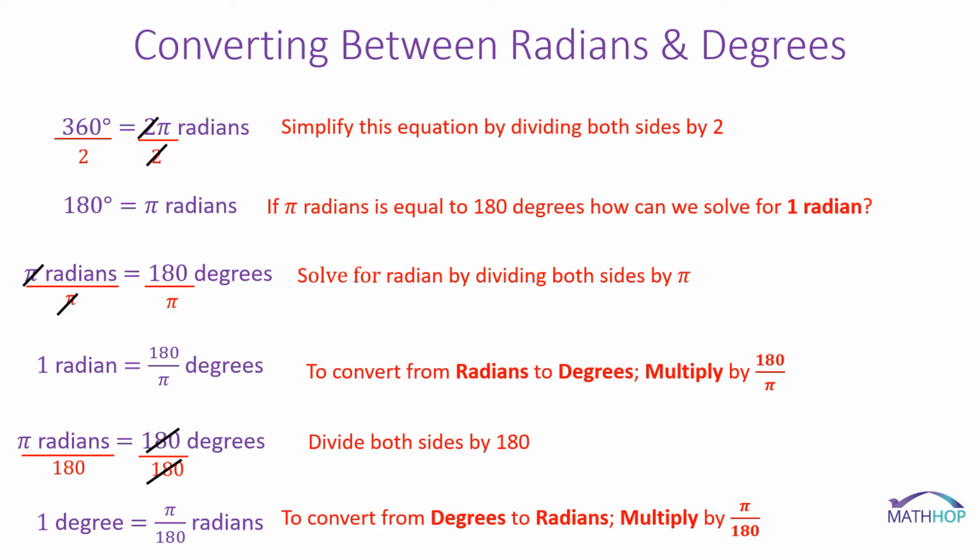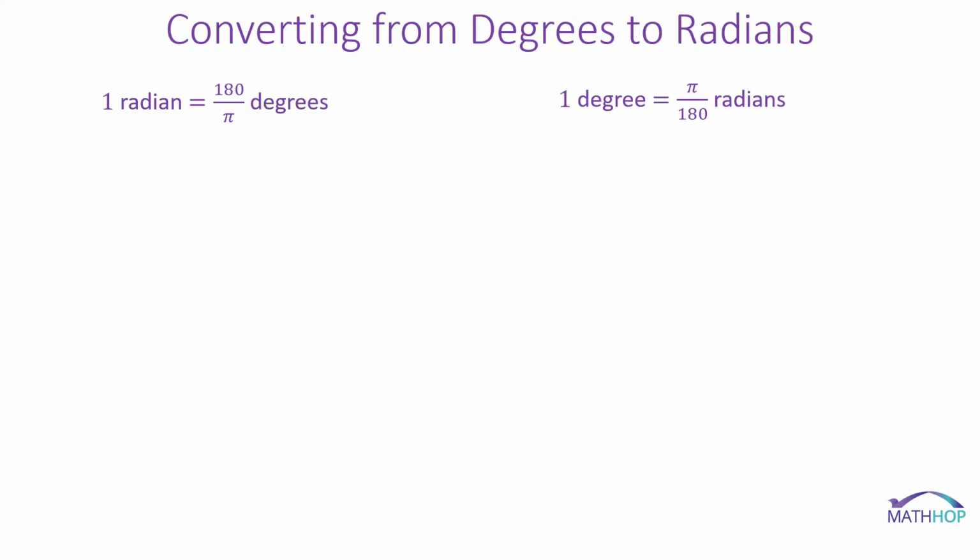When we start doing this, it's going to make a lot of sense why we use each of these ratios to convert. All right, so let's practice. Here are the two equivalencies or ratios that we came up with. 1 radian equals 180 over pi degrees. 1 degree equals pi over 180 radians. And let's see how we're going to use them.